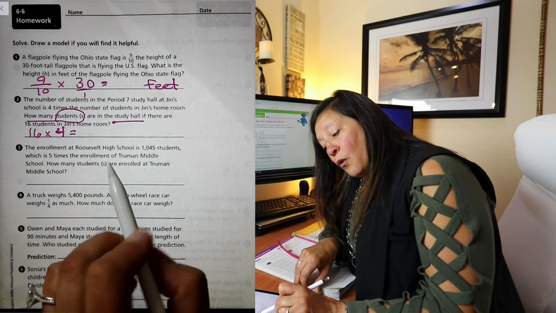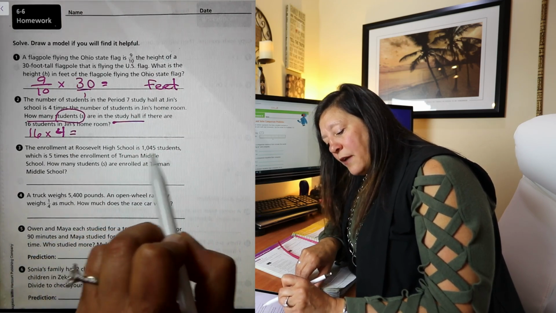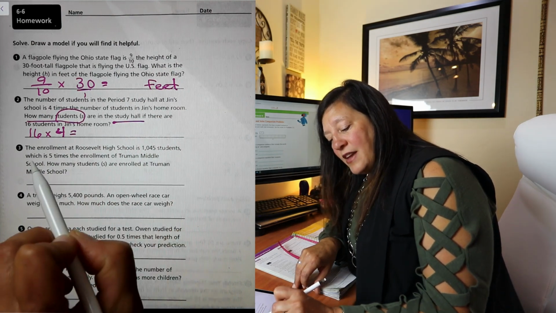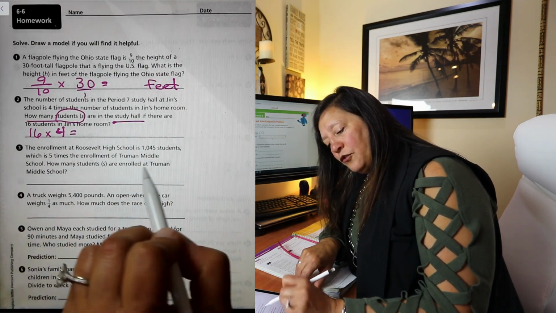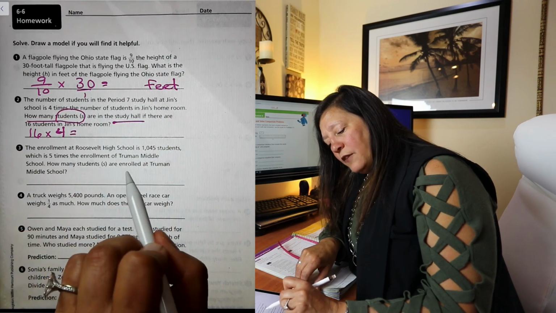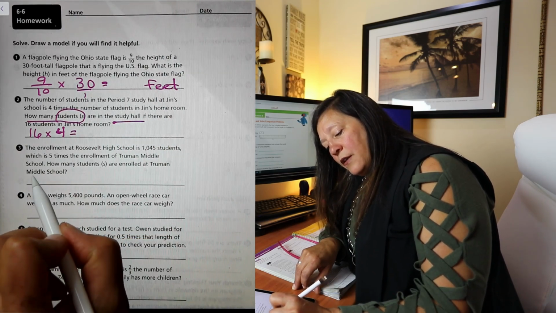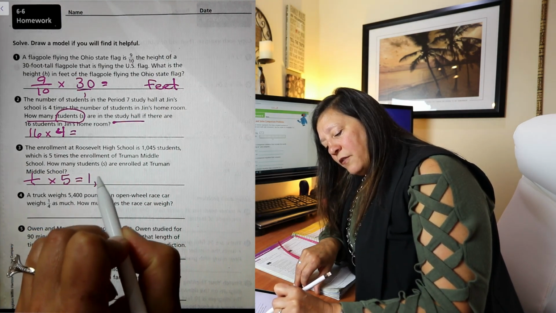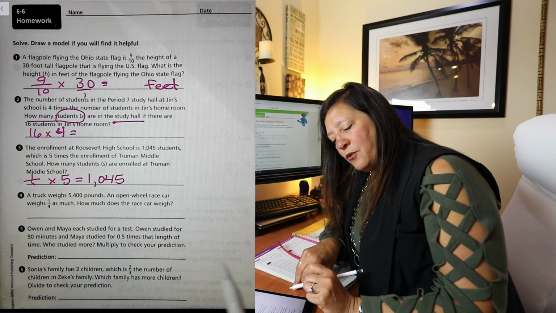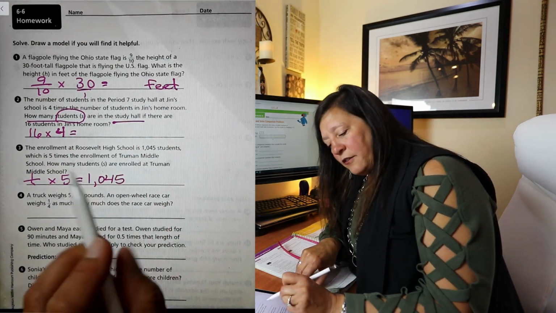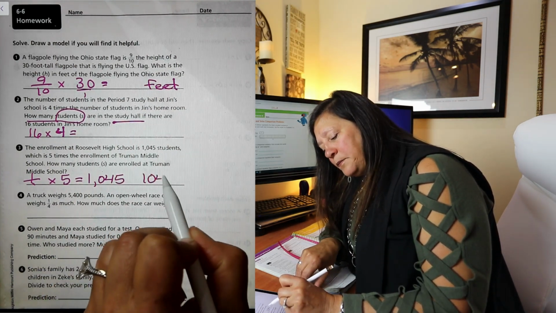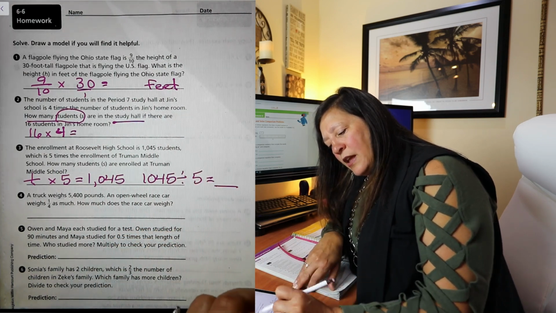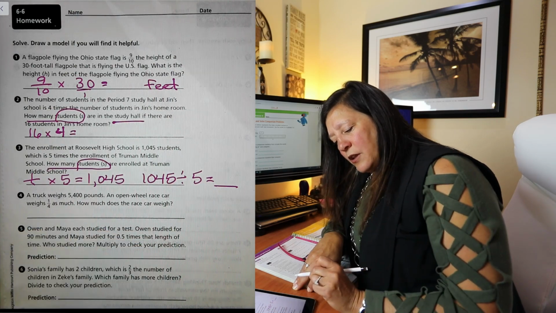Number 3, the enrollment at Roosevelt High School is 1,045 students, which is, so that 1,045 is 5 times the enrollment of Truman Middle School. How many students are enrolled at Truman Middle School? So Truman Middle School times 5 is the 1,045 at Roosevelt High School. So to solve for the unknown factor, we need to take our product, divide it by the factor we do know to give us our unknown, and our label is students.